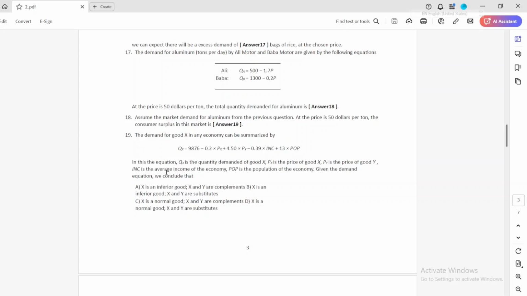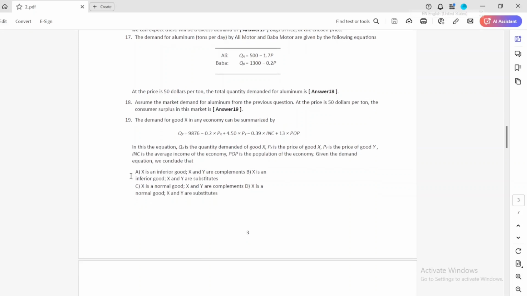So an inferior good is when income increases, demand decreases. As you can see, when you increase the income here, demand means quantity demanded. So when you increase the income, quantity decreases, right? That means X is an inferior good. So your options could be A or B. The correct option could be A or B.